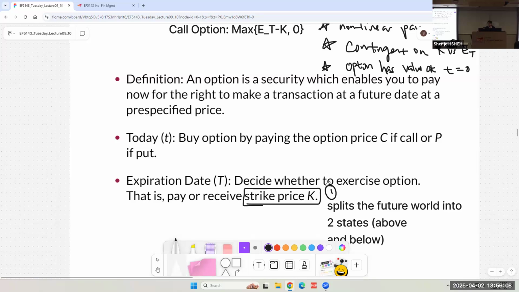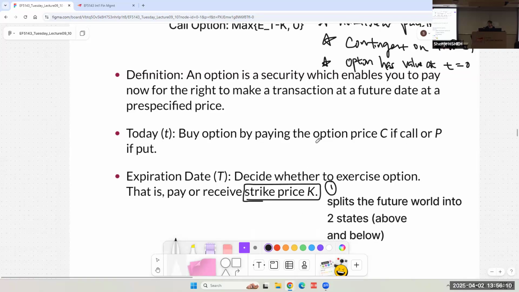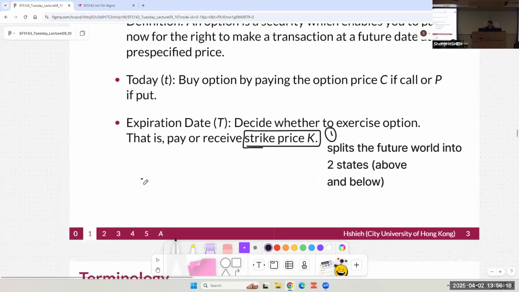Feature number two: you can either have the right to buy or the right to sell. So that's either a put or a call. Call, right to buy, right to pay K. Put, sorry, receive K.